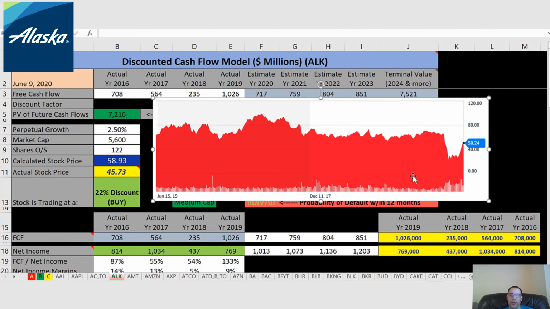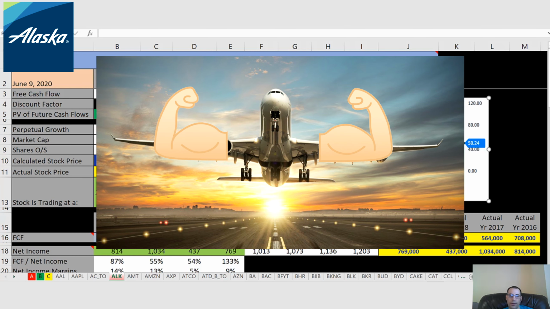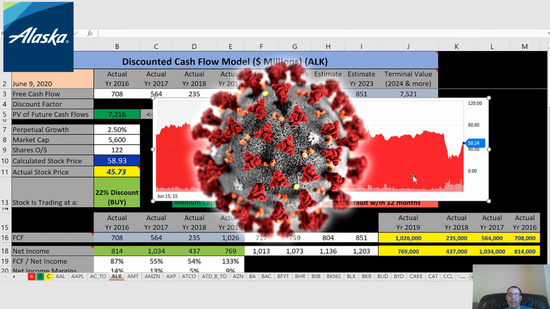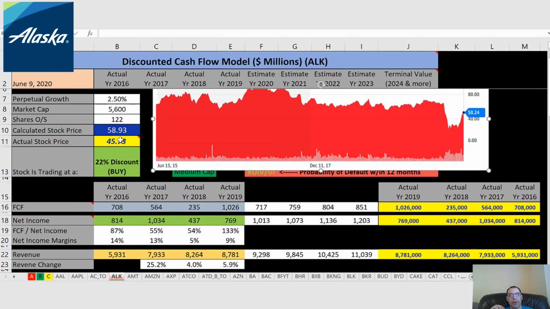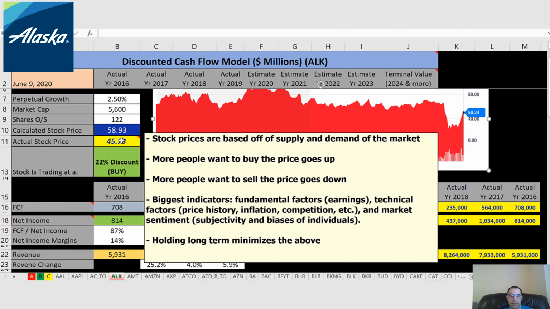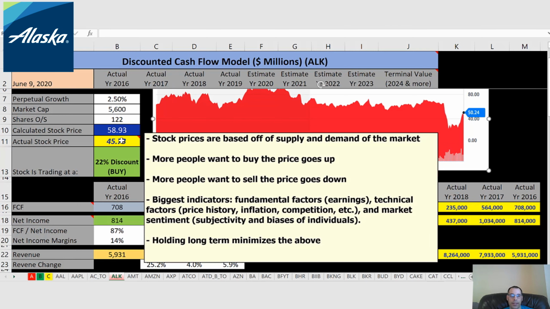So it's for you to decide if you think the airline business is going to be strong in the next year or two, if sales will pick up during coronavirus. And the stock market is not based on what a company's worth. It's really based on the supply and demand of the market. When more people want to buy a stock, the price goes up, and when more people want to sell the stock, the price goes down until equilibrium is found and they both agree on a price. And there's a lot of indicators to figure out the stock price.